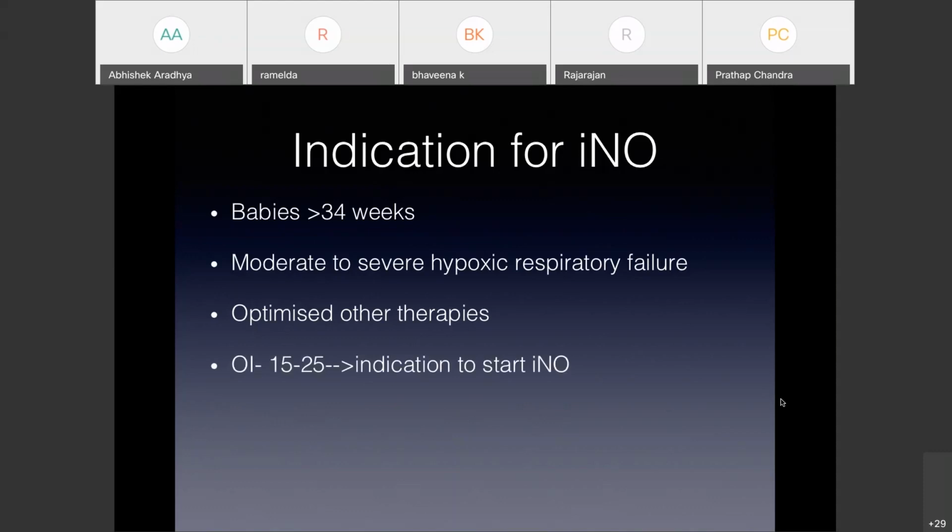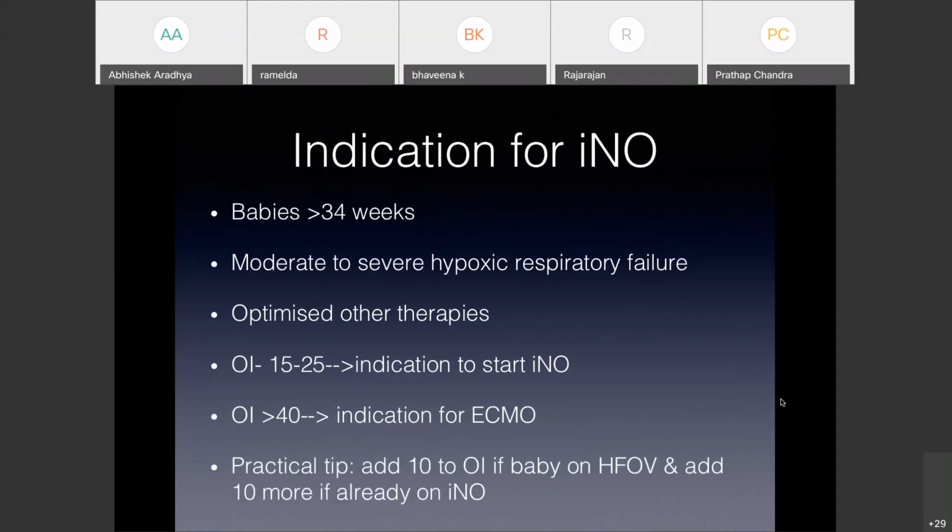You generally start using nitric oxide between an oxygenation index of 15 to 25. An OI of more than 40, if it is already there, is an indication for ECMO. But you should try your nitric oxide first before determining to send a baby for ECMO.